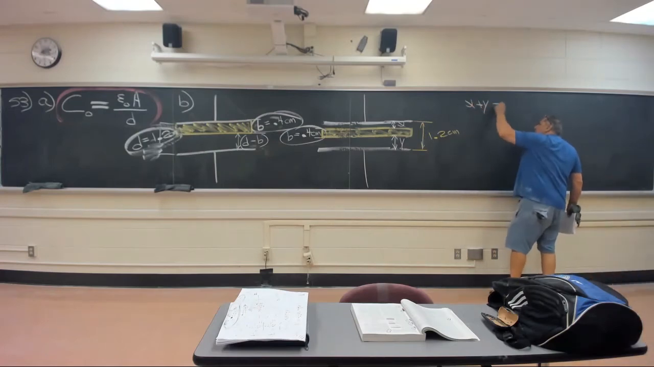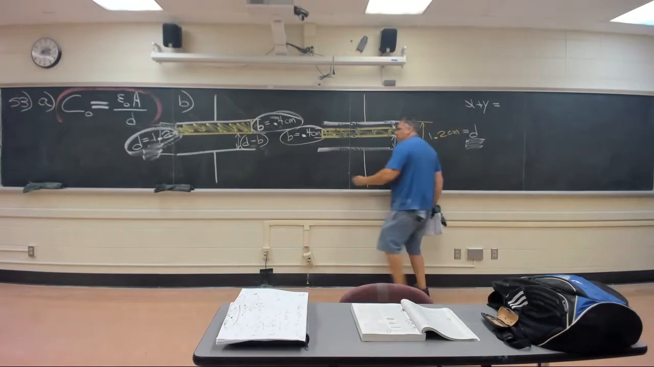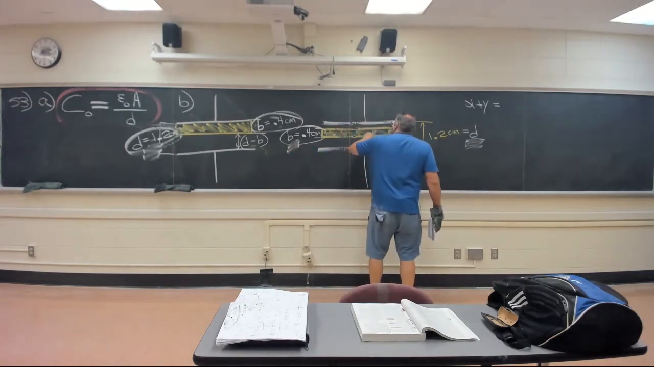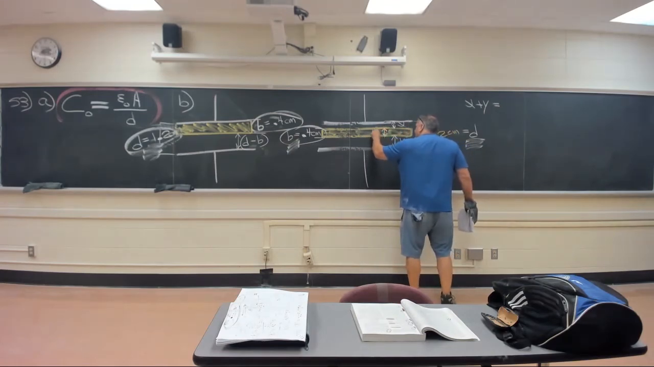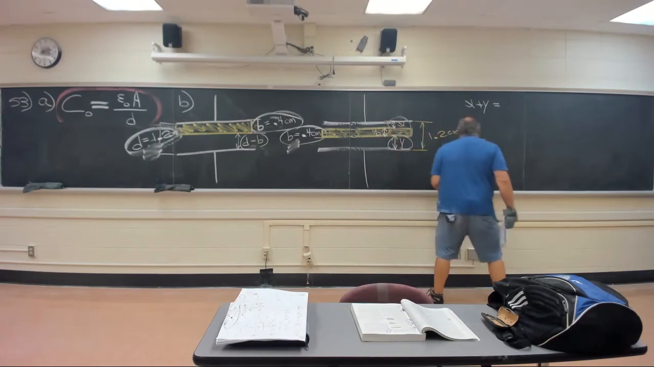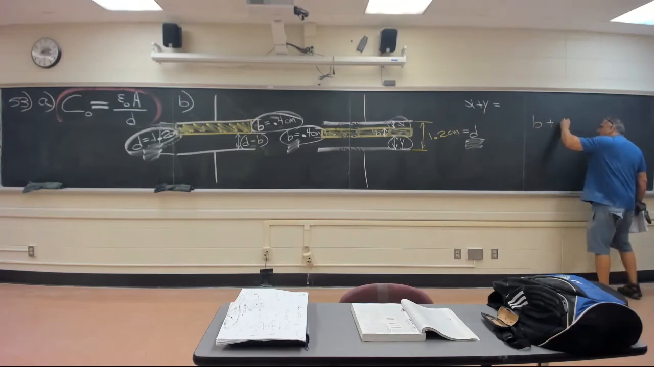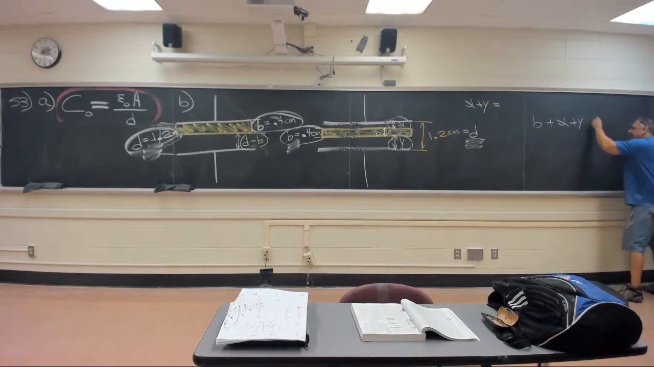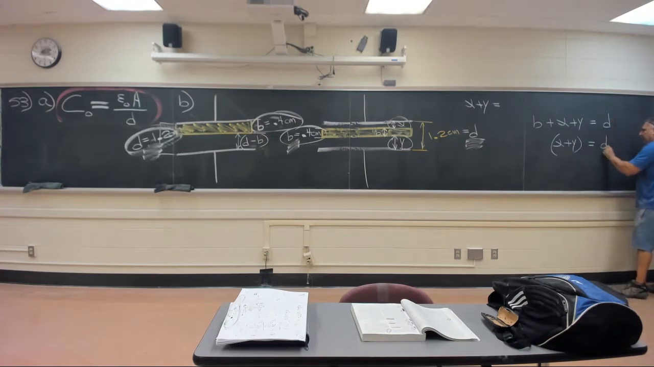X plus Y is going to be, and we said this was D, and this was B. Well, if all this right here is B, the x and the y, x plus b plus y, the whole thing's got to be d. The slab plus the space x plus the space y has got to be d. I agree. X plus y in total is d minus b.